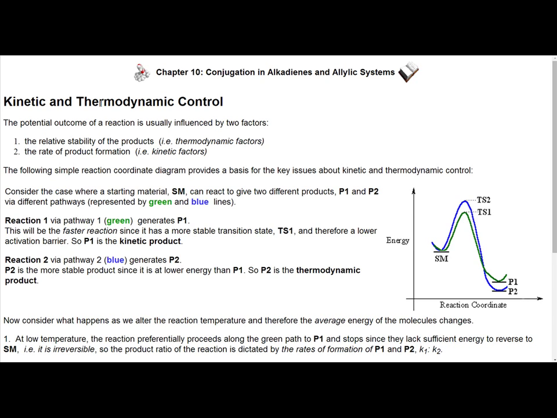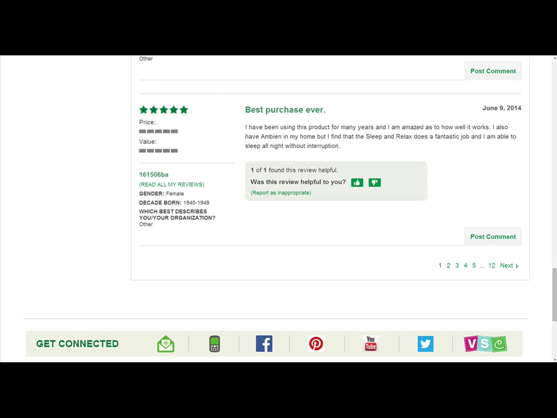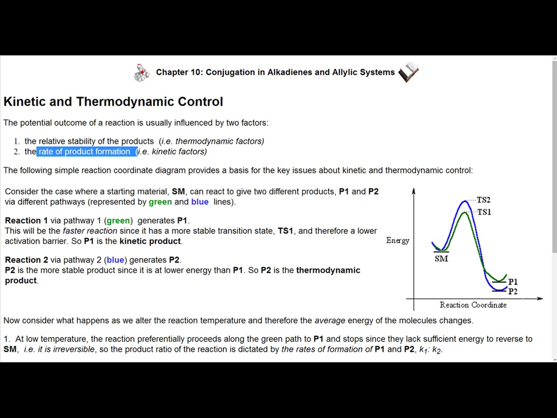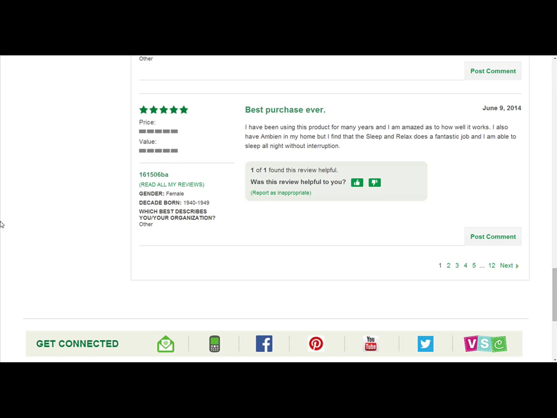Okay, let's see. Thermodynamic control and kinetic control. Stability of the products. Rate of formation. So thermodynamics has to do with how stable something is, and then kinetic determines how fast the product forms. So it's basically like equilibrium. It's like in Gen Chem, the chapter on equilibrium and kinetics. So it's something like that.